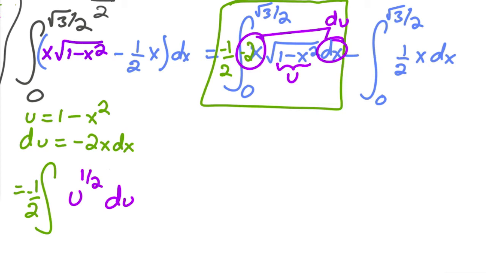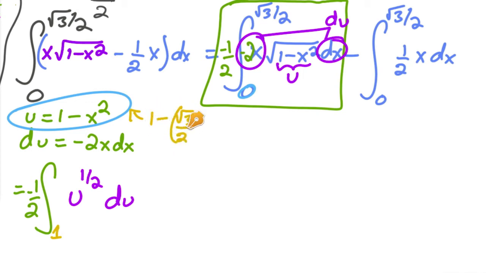Okay, now the limits of integration. So this is what u is equal to. Now when x is equal to 0, u is equal to 1 minus 0, or 1. And then when x is equal to root 3 over 2, I get 1 minus root 3 over 2 squared, which is just 3/4. Well, that's 3/4, but then 1 minus 3/4 is 1/4.